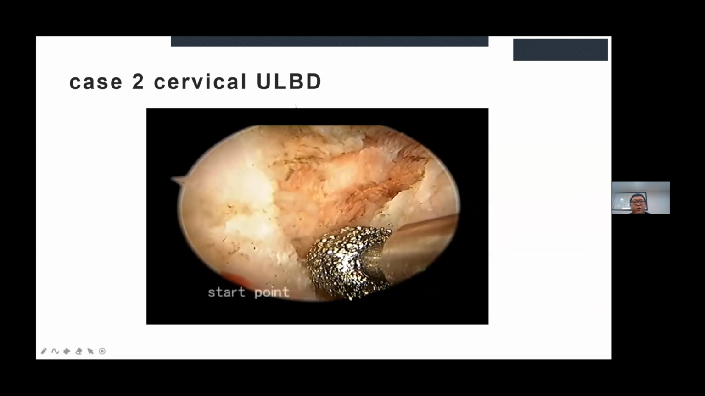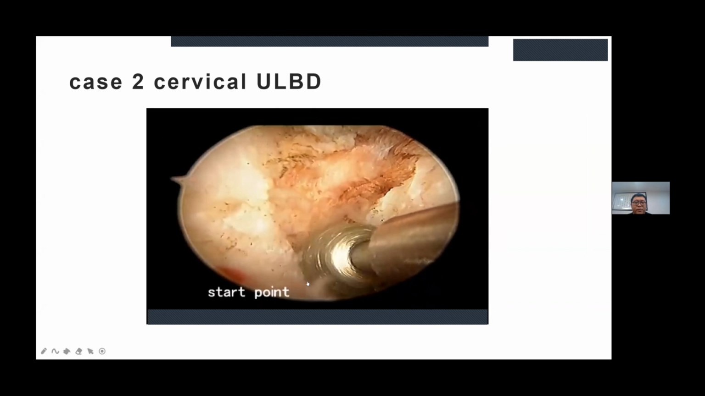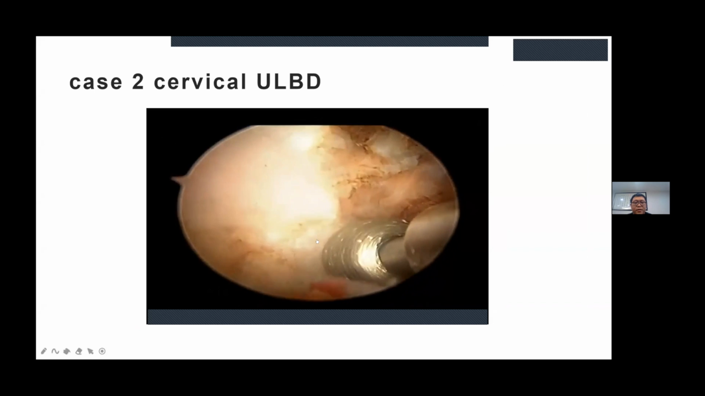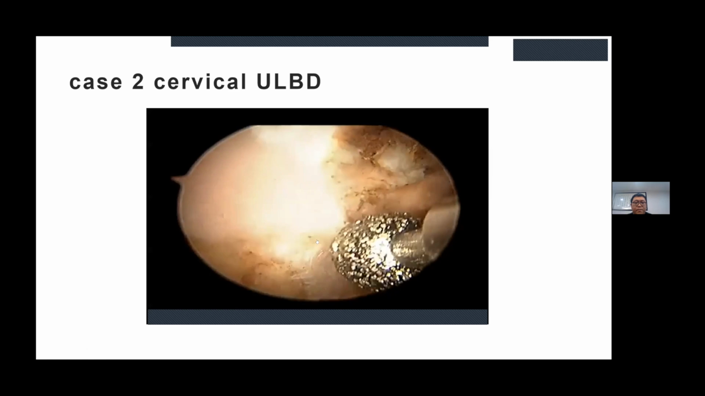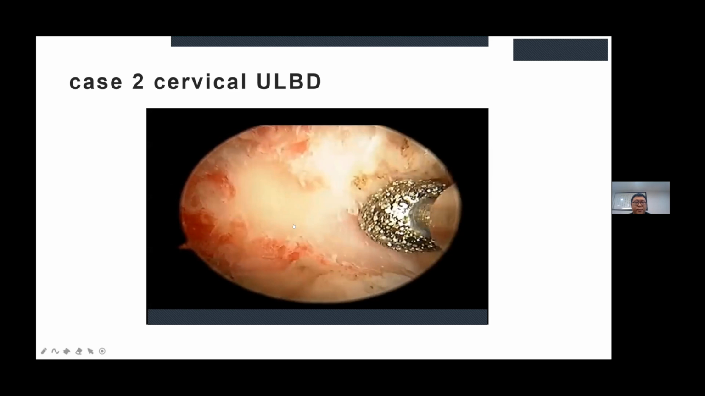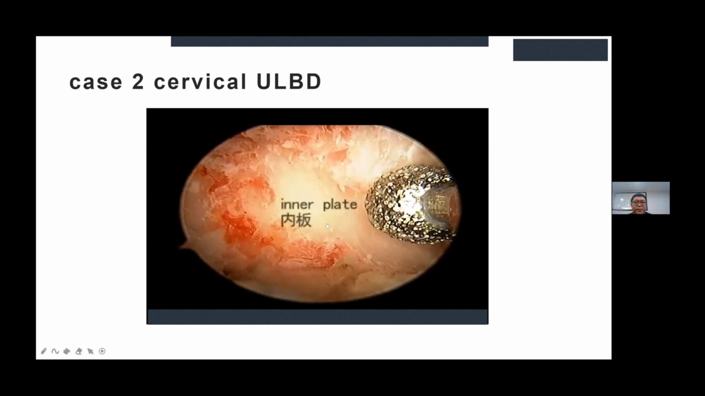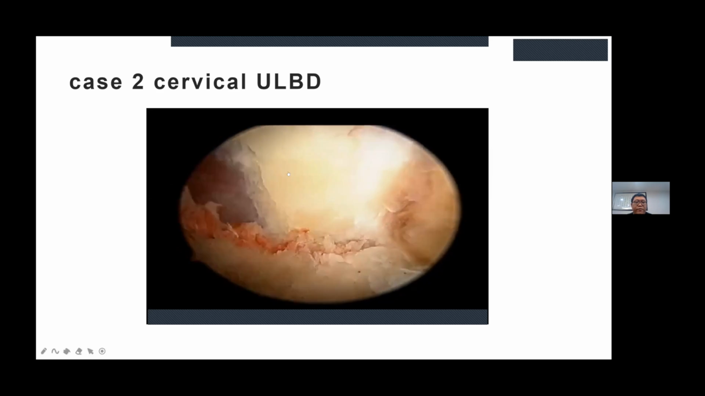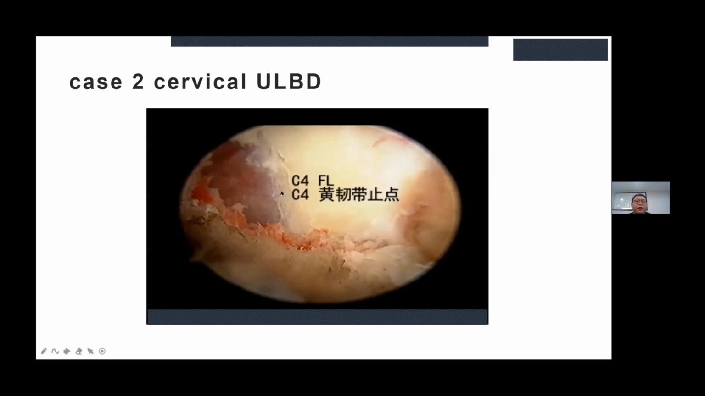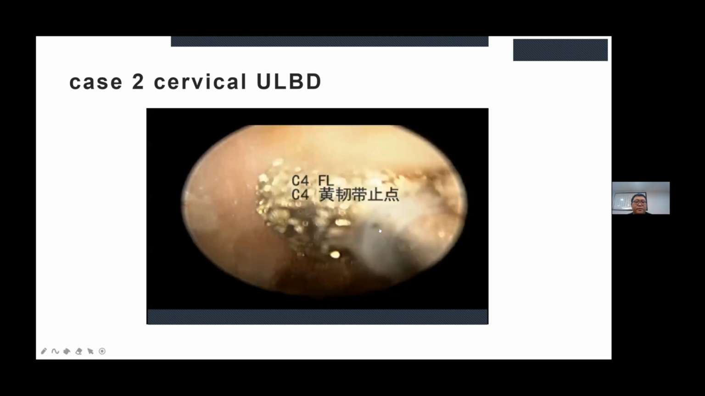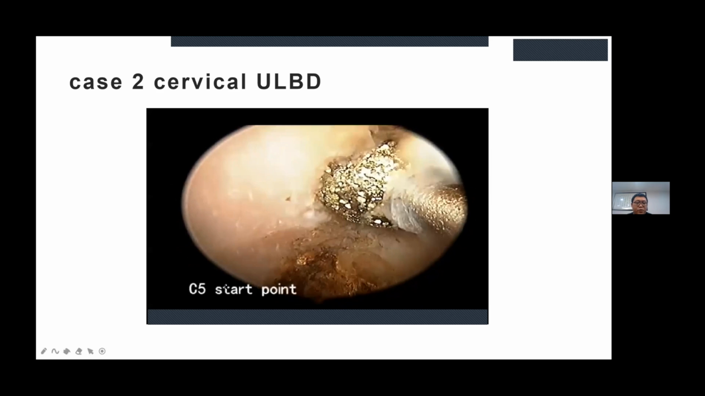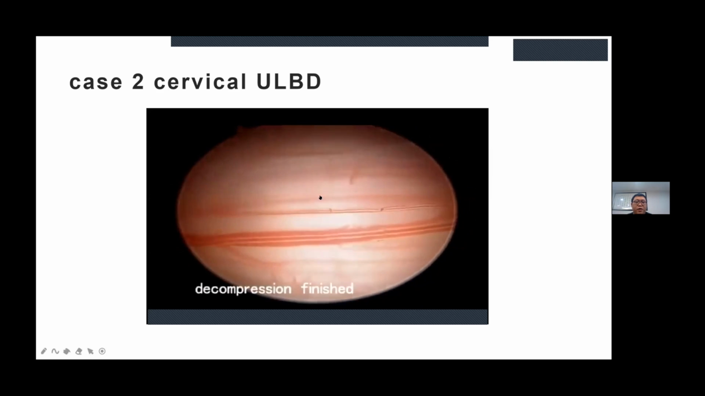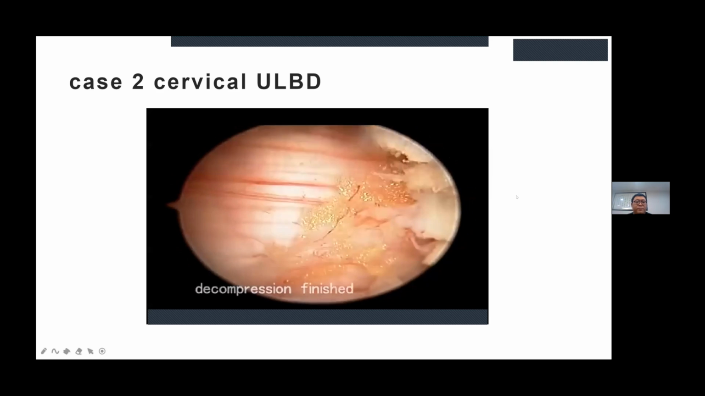Case 2 is cervical ULBD, the classic procedure. Our start point is from the V point. Make the lamina thin. You can see the inner plate of the lamina. This is the flavum ligament, and this is the upper margin of the ligamentum flavum. Then I make sure of the start point of cervical 5. After removing the lamina, the decompression is finished.